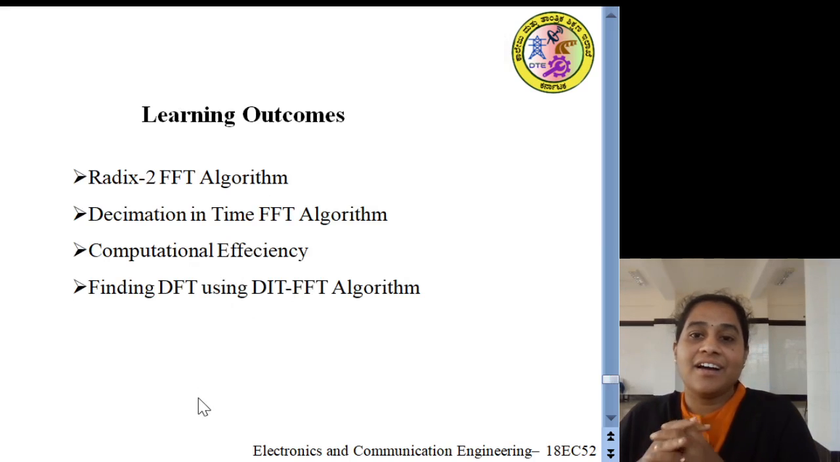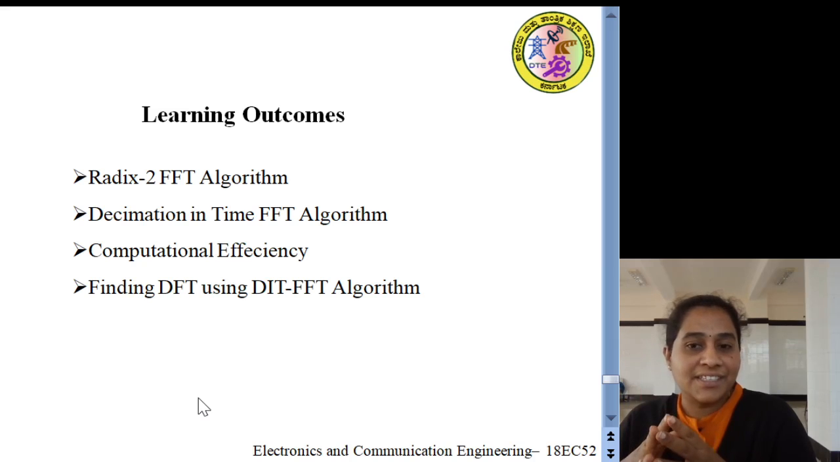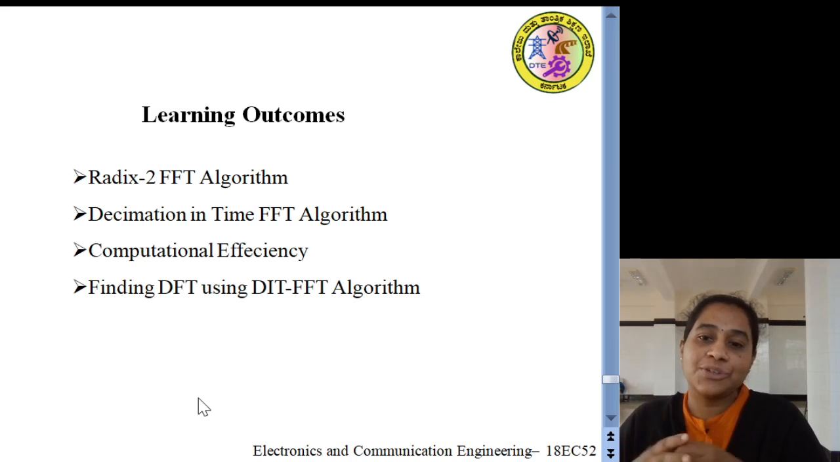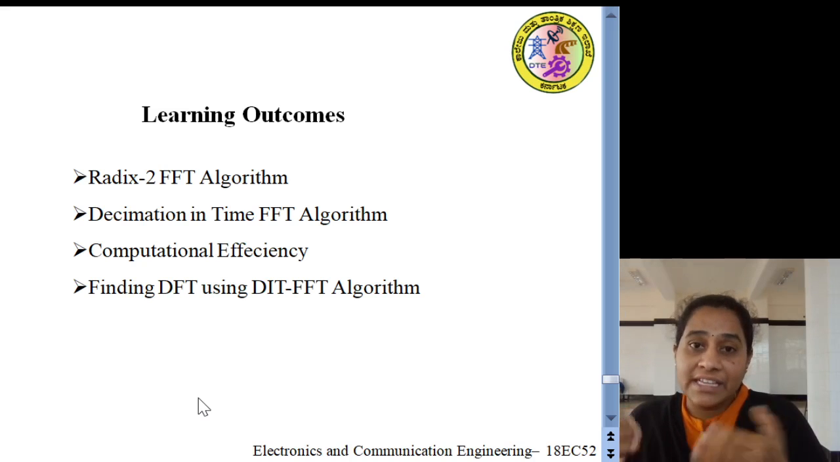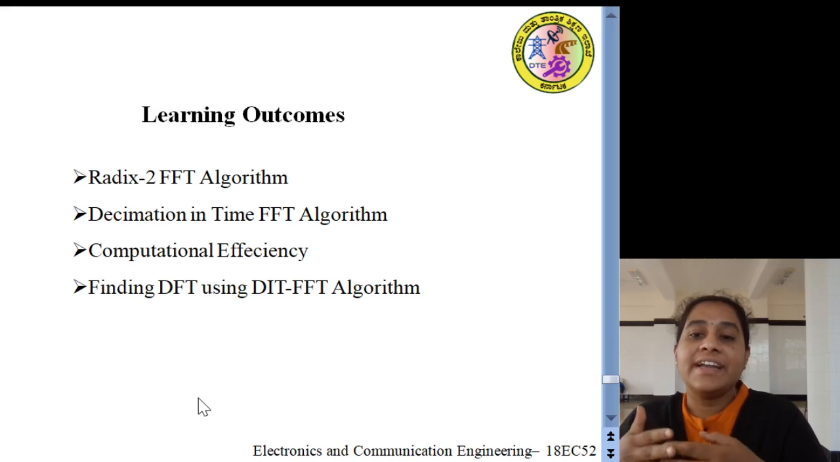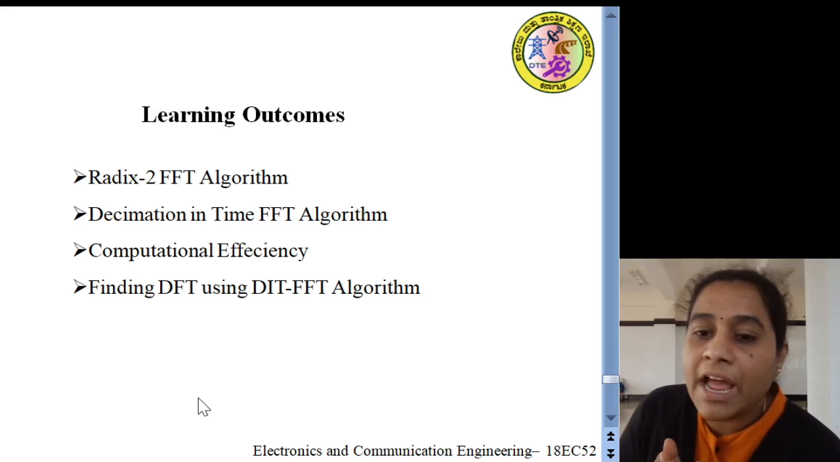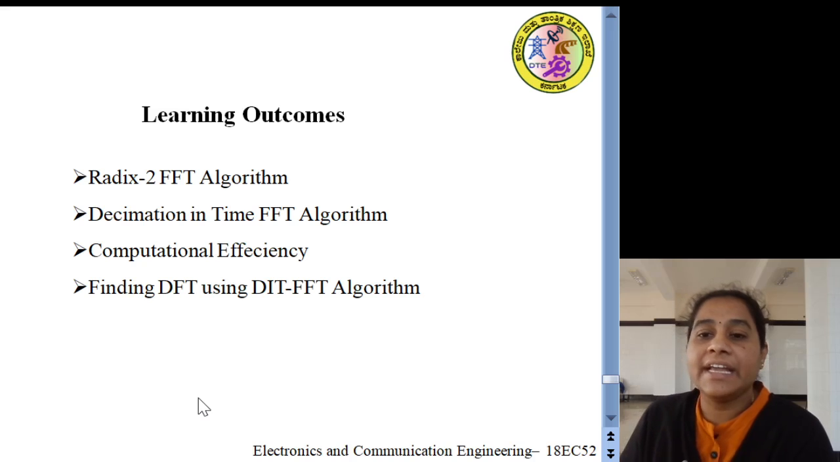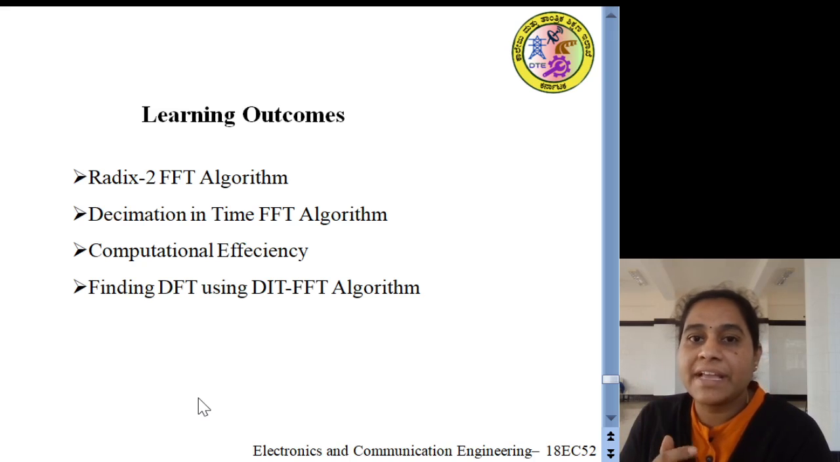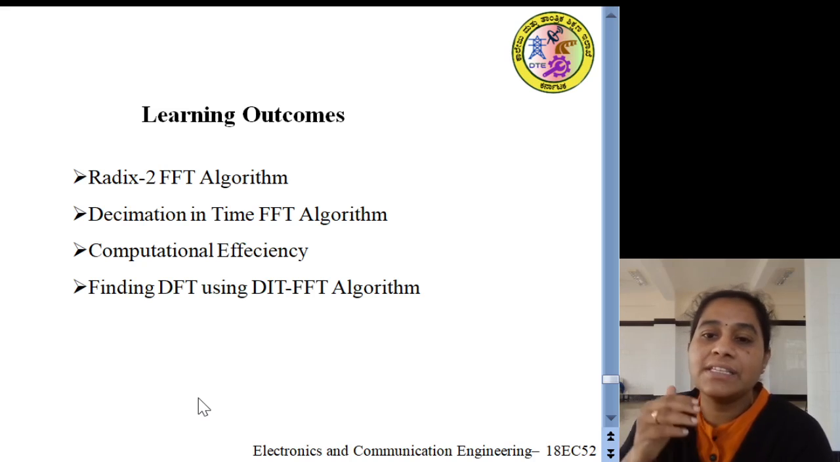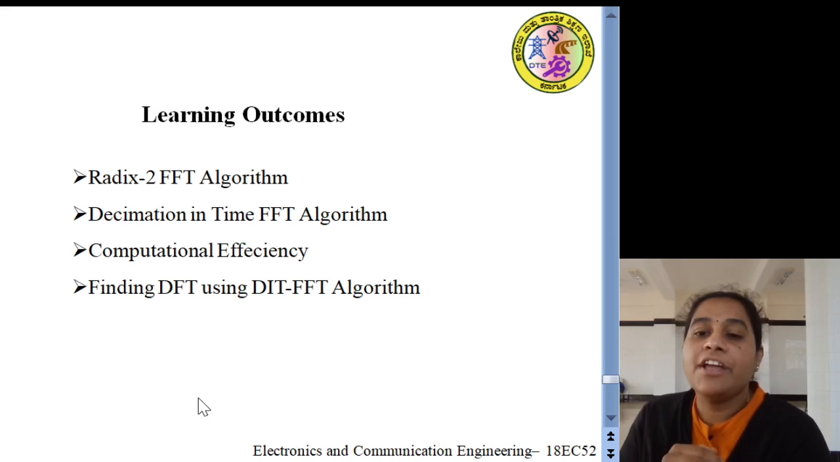Summarizing this session, hope you understand all these concepts. We started with the concept of the radix-2 FFT algorithm. In the radix-2 FFT algorithm, there are two types, that is DIT FFT as well as DIF FFT. In this session, we mainly concentrated on the decimation in time FFT algorithm. We saw how to derive the DIT FFT algorithm by considering N equal to 8. That means for the 8-point DFT, we derived the decimation in time FFT algorithm.